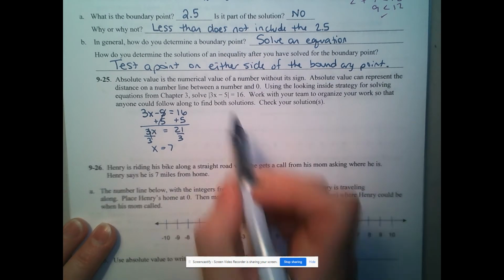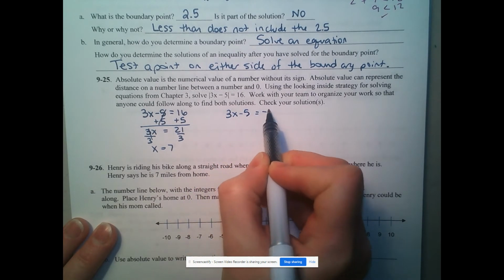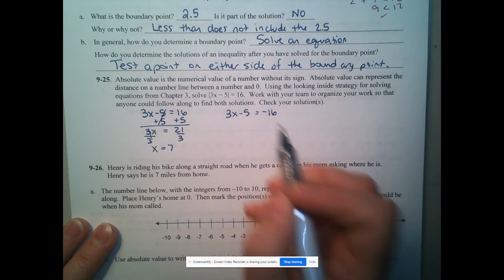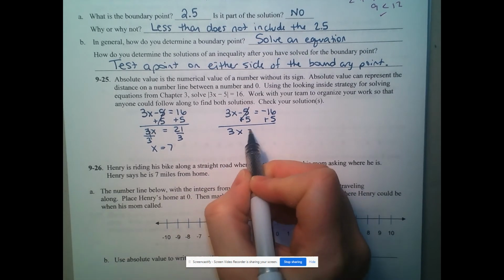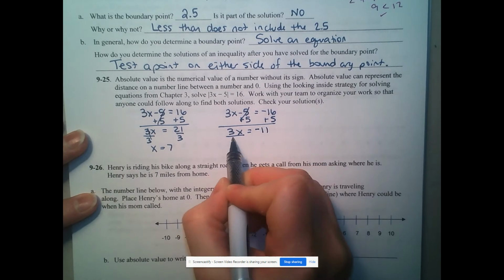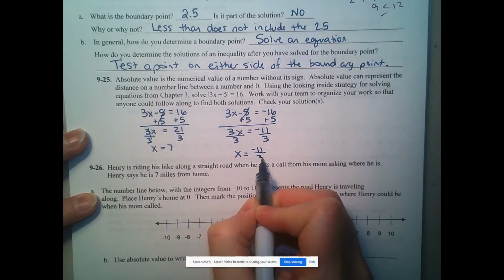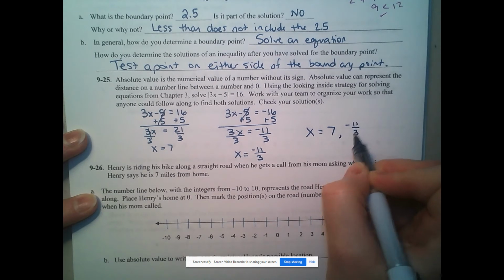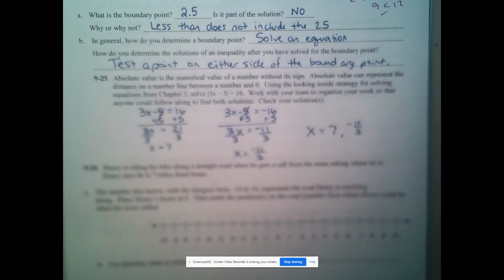But what's inside the absolute value bars might also be equal to negative 16. If this was worth negative 16, when I took the absolute value, the distance from 0, I would get 16 as a result. So I'm going to add 5 to both sides. I'm going to get 3x equals negative 11 and divide both sides by 3 and get a second solution of x equals negative 11 thirds. So x can be 7 or negative 11 thirds. And both of those numbers result in a true statement, okay?